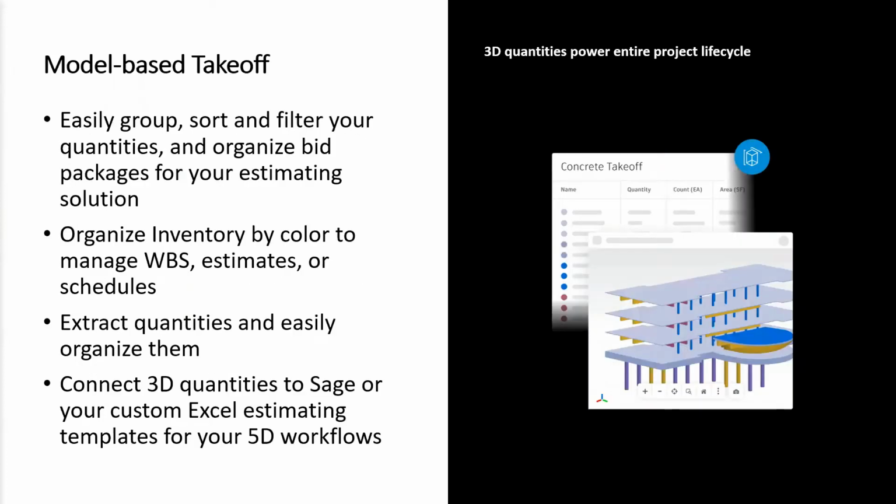Assemble lets you easily group, sort, and filter your quantities. You can organize your bid packages and have it ready for your estimating solution. You can organize the inventory by color to manage WBS. You can manage your estimates, schedules, and you can even, if you want to, connect it to your 5D workflows as well.